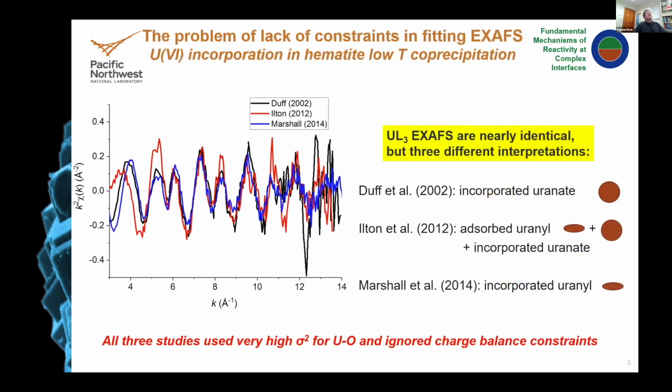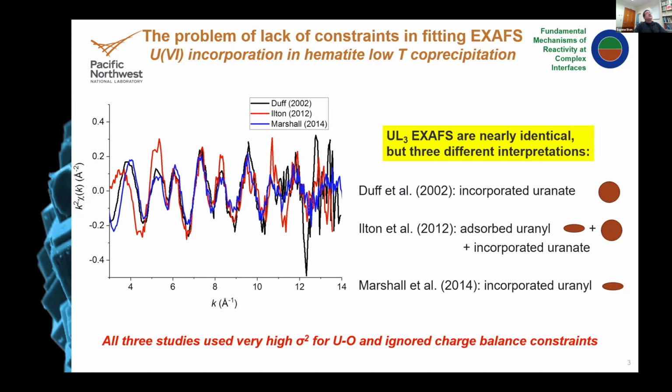All right, so basically it's an illustration of why the AIMD-informed EXAFS approach is so powerful. And it addresses the problem of lack of constraints in fitting EXAFS, particularly for unprecedented bonding environments, such as an impurity in an iron oxide. So the entire conversation here is going to be about uranium-6 that's associated with hematite after low temperature co-precipitation experiments.